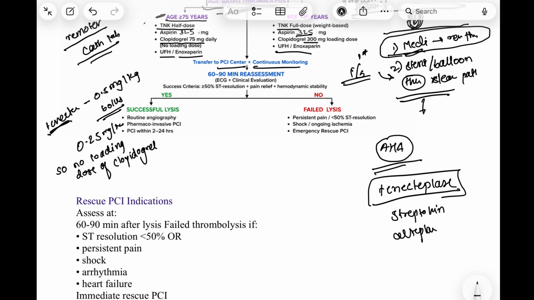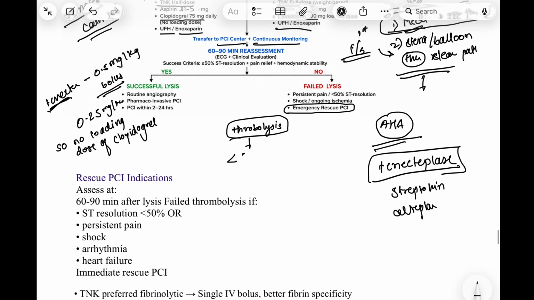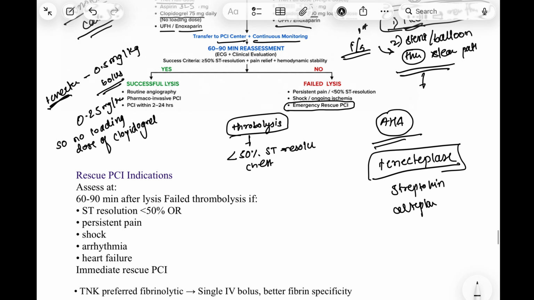Now there is one more thing to remember, that is the emergency rescue PCI. Understand, the examiner will ask you a question in which, after thrombolysis, they will give you the reassessment of the patient, in which they will tell that there is less than 50% ST resolution and persistent chest pain, and they might mention arrhythmia or heart failure. In this case, they will ask you the next step of management, and the next step of management is emergency rescue PCI and not routine angiography.